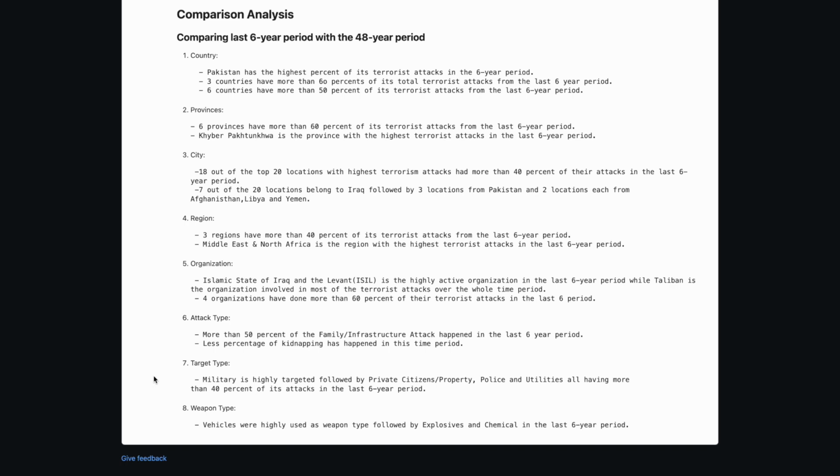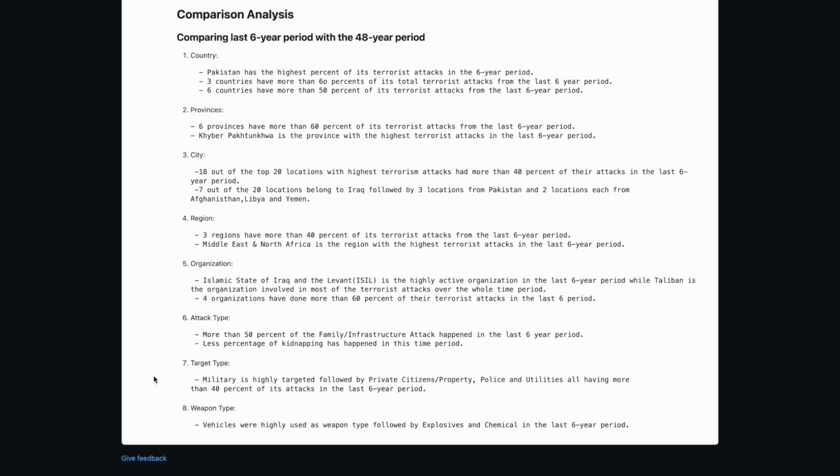Similarly, in the case of provinces, 6 provinces have seen more than 60% of their terrorism attacks in the last 6 year period. So if we remove the last 6 year period, we would find that those provinces are more peaceful and not hotspots. Now looking into the various cities, we know that 18 out of the 20 locations had more than 40% of attacks in the last 6 year period. So we have to know that 2012 to 2017 is the period where most of the high number of attacks were concentrated.